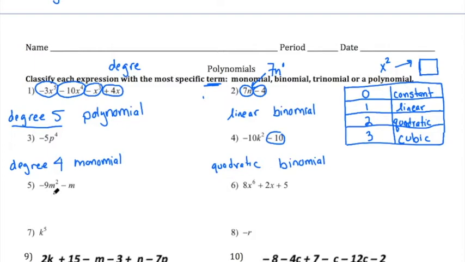No big deal. All right, so the next one, okay, 1 term, 2 terms. So it is a binomial again. Highest exponent we see is a 2. Okay, once again, we have a quadratic binomial. Awesome.